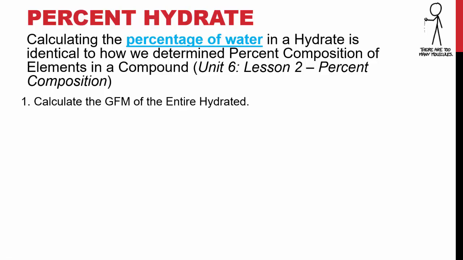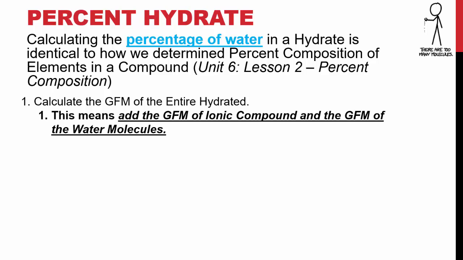So to figure out the percent of water in a hydrate, we use the exact same formula from the second lesson of this unit, which is the percent composition formula. The very first thing we have to do is calculate the gram formula mass of the entire thing. This means you have to add the GFM of the ionic compound and the GFM of the water molecules. If you have multiple, you're going to need multiple amounts of the water. So if it's a pentahydrate, you would do 5 times whatever the GFM of water is.